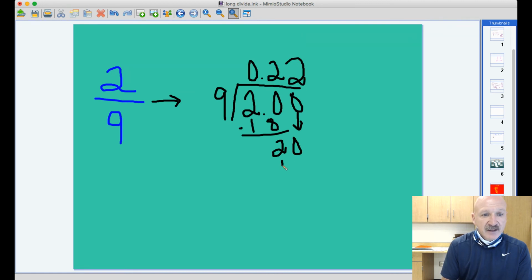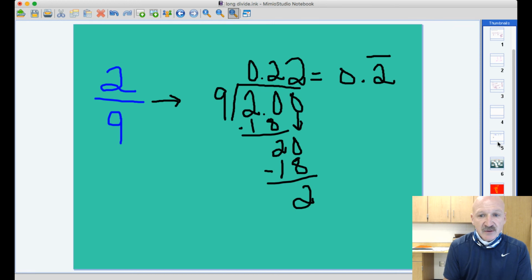Hopefully at this point we notice that this one is never going to go to 0. However, something else is happening. Our whole process is repeating. 20 minus 18, 20 minus 18. Once we get something that is repeating, we can stop that as well. So now we know that the answer to 2 divided by 9 is 0.2 repeating, and we can represent the repeating by placing a bar over top of the digits that repeat.